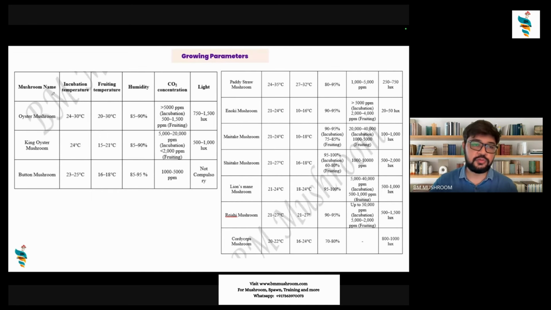So a mushroom will need incubation temperature, fruiting temperature, humidity, carbon dioxide concentration that needs to be maintained, and light. So a lot of things go into growing mushroom. If anything is not done properly, it can ruin your batch and attract contamination, pests, disease. A lot of things can go wrong, and the quality of the mushroom may be poor if you are not maintaining any of them. Okay.